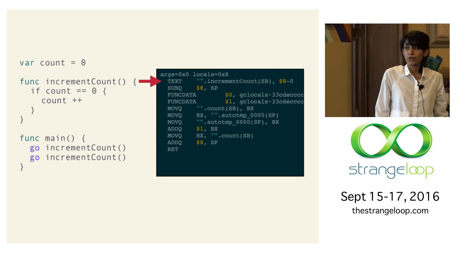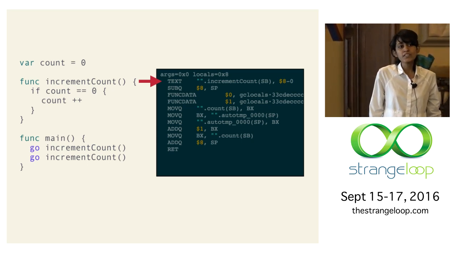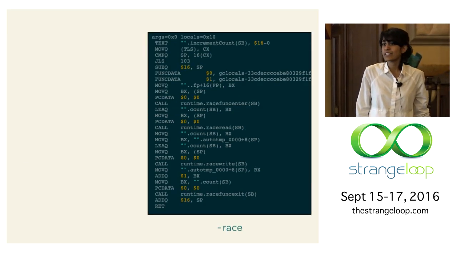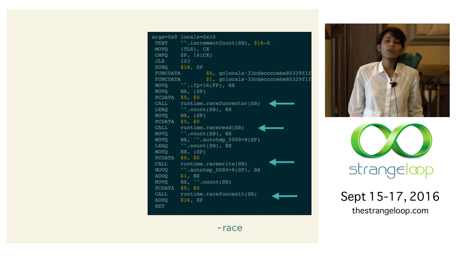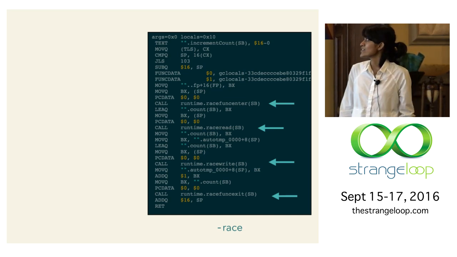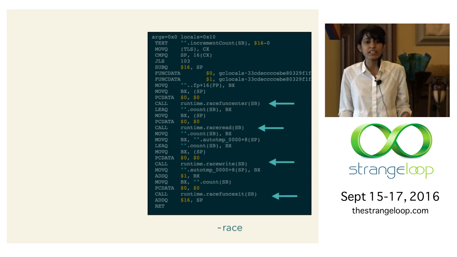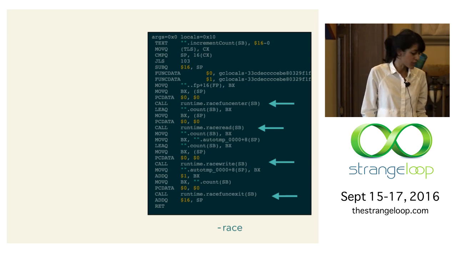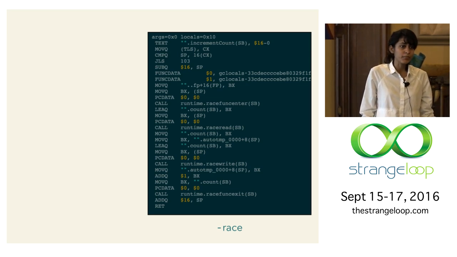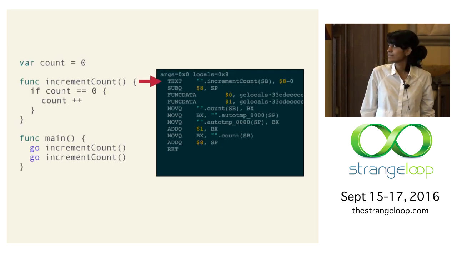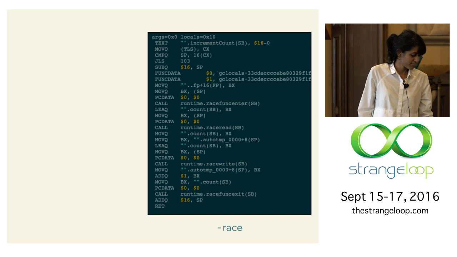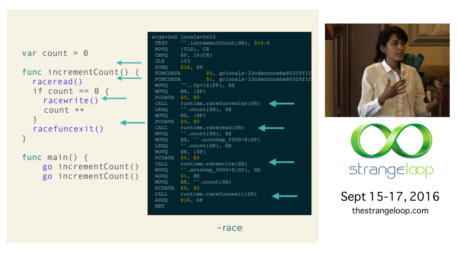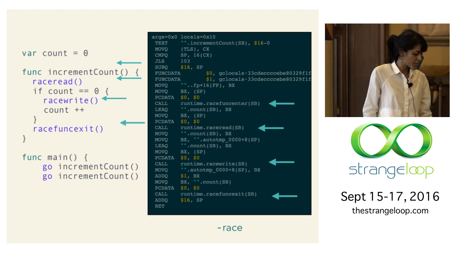Now, if we compile the program with race detection enabled, what does the output of that look like? Well, for one, it looks longer. But there's something else. There are a number of extra calls inserted. There is a race func enter. There's a race read, a race write. What's happened is that the Go compiler, the GC compiler, has essentially transformed our program to look like this. To look like this, right? It's inserted the calls out to the race detector for us.